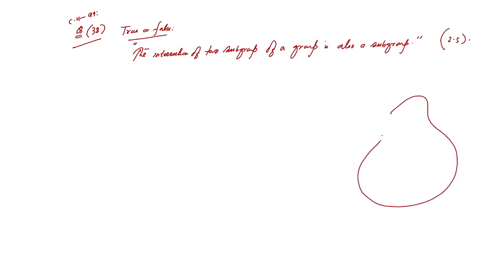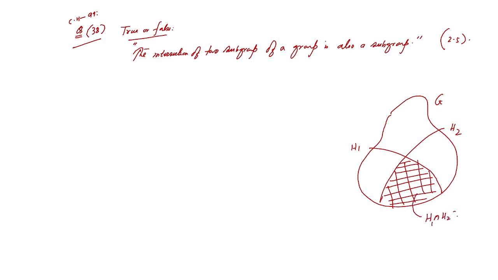So that means you will see the different properties: if G is a group and H1, H2 are two subgroups of G, then the intersection H1 intersection H2 is a subgroup of G, that you have to prove. So solution, here you will see the statement is true. Why is it true? Because we need to prove it.